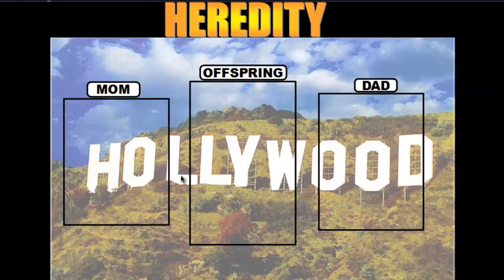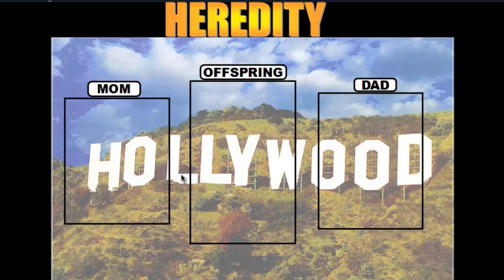Now, genetics is the study of how traits are inherited through the interactions of structures called alleles, which we'll talk about in a little bit. However, heredity, the big idea behind genetics, is the passing of traits from parent to offspring.